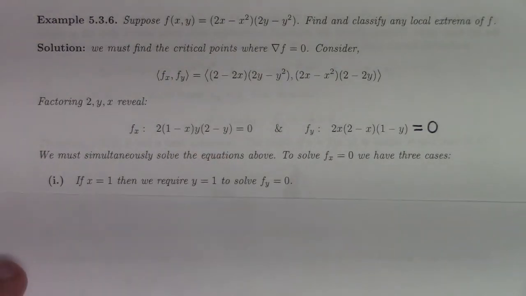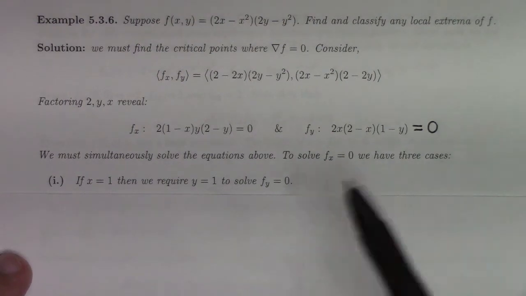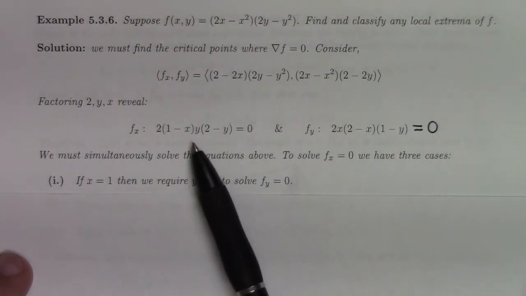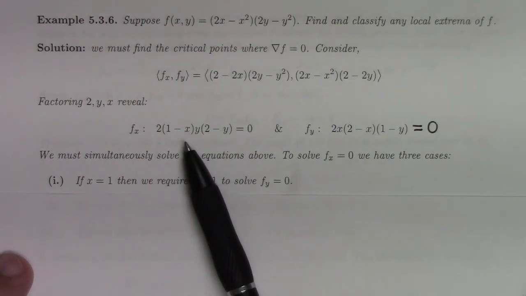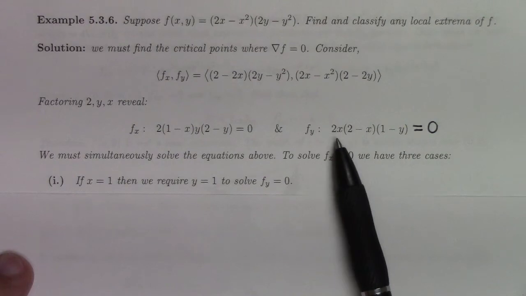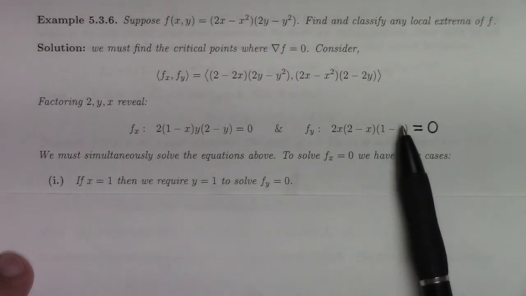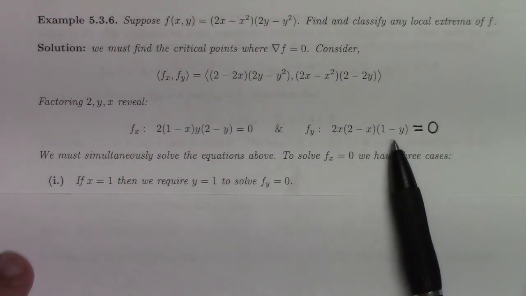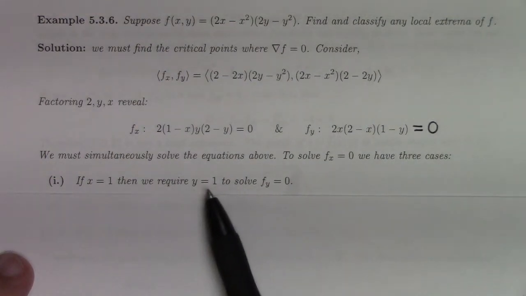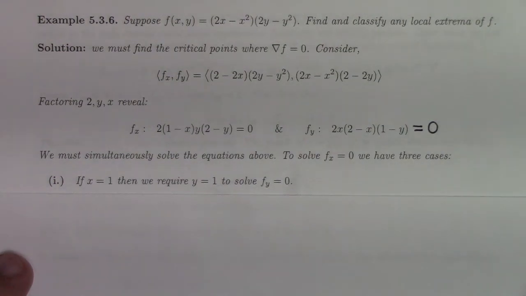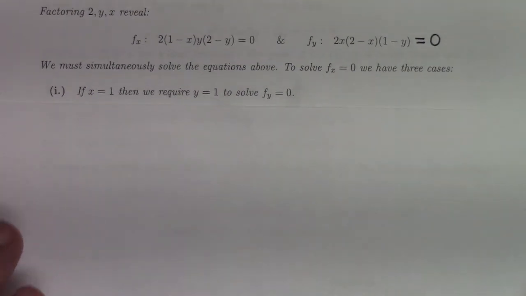And if x is equal to 1, then I solve this one, and once I've solved this one, I see what it forces me to do over here, right? So if I put x equal to 1, that means this is 2, this is 1, and that means this piece has to be 0. So if x is equal to 1, y has to be 1, right? So x equals 1, we require y equal to 1 to solve fy equal to 0. That's the logic here, all right?